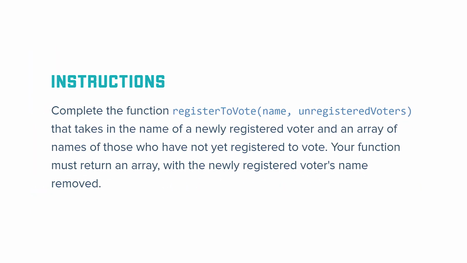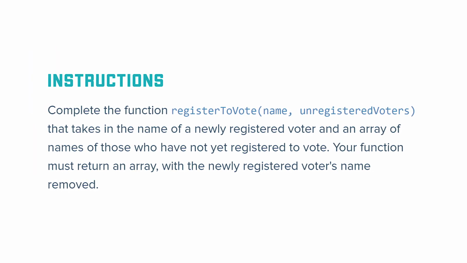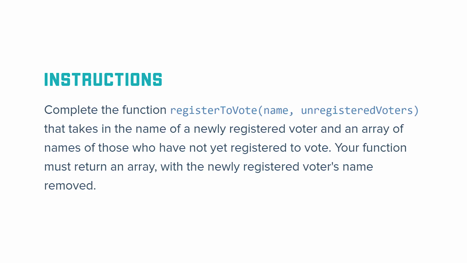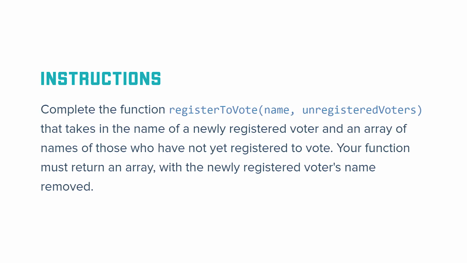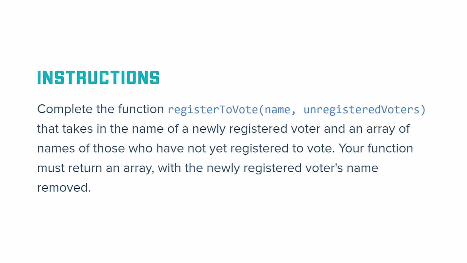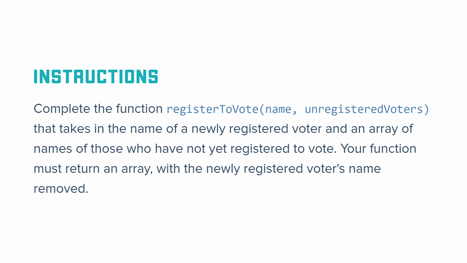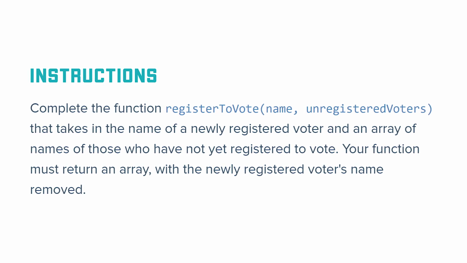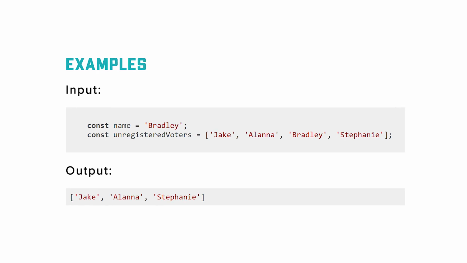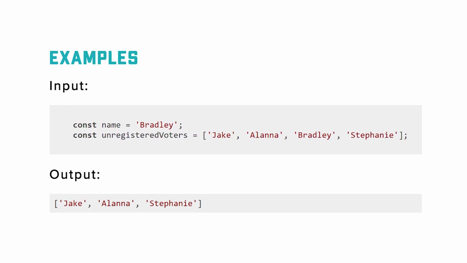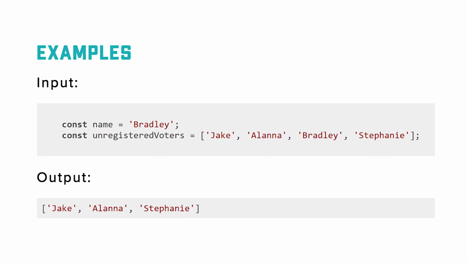To solve this challenge, we'll need to complete the function registerToVote that takes the name of a newly registered voter and an array of names of those who have not yet registered to vote. Your function must return an array with the newly registered voter's name removed. The example provides us with the name Bradley and an array of unregistered voters, which also includes Bradley, Jake, Alana, and Stephanie. The output, as we expect, would remove Bradley, so instead we only have Jake, Alana, and Stephanie.